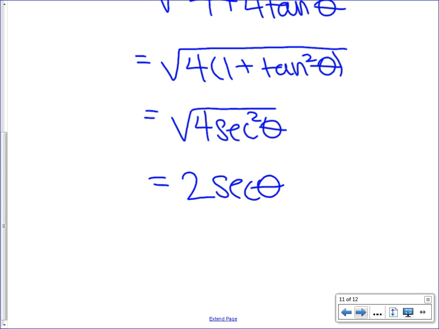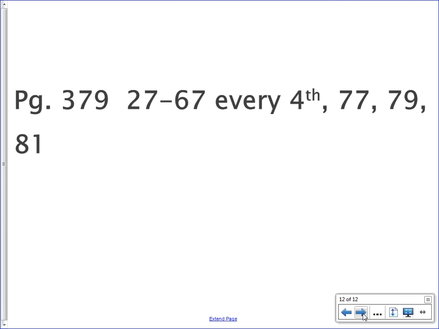I cannot stress how important doing your homework is. Now, this looks like a lot of problems, but it's every fourth, so it's really not a lot of problems. You need to have this done tonight. We don't know when the snow is coming, so do not count on a snow day. You need to have this done this evening.